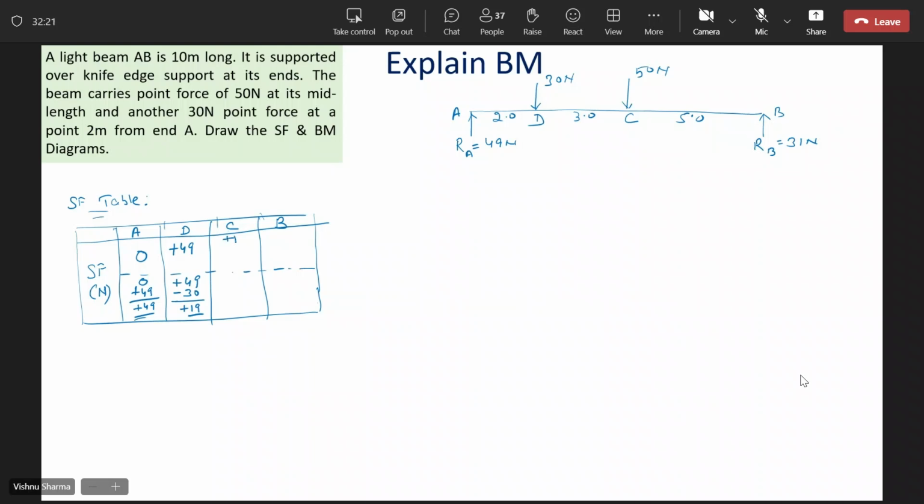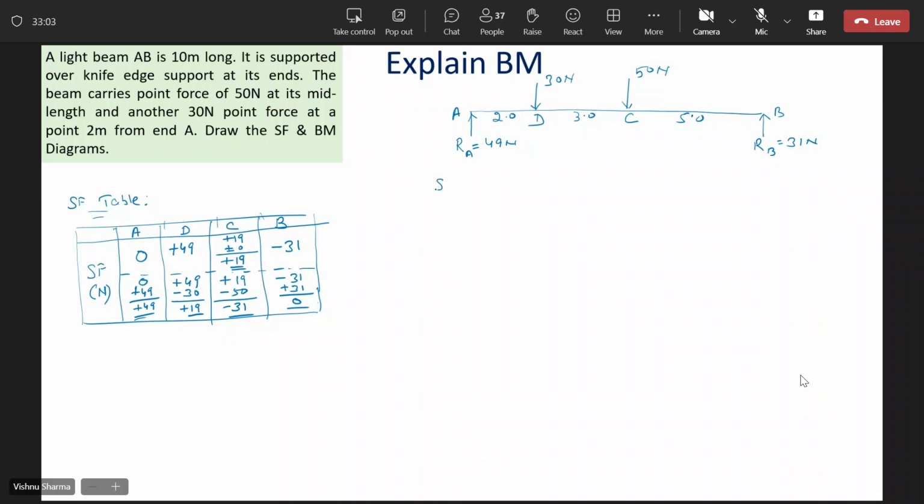I carry forward plus 19 and look at the beam diagram. There is no new force coming between D and C, so plus minus 0, it remains plus 19. Whether you write plus minus 0 or not, I have written it at one place and not at another just to tell you that whichever way you feel comfortable, you could do it. We carry forward plus 19 and then minus 50 comes into force. It becomes minus 31. Then it remains minus 31 just to the right of D. We carry minus 31 and then plus 31 comes into the picture, and this is the SF table.